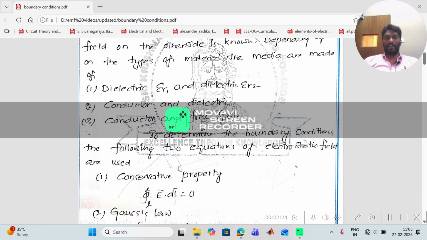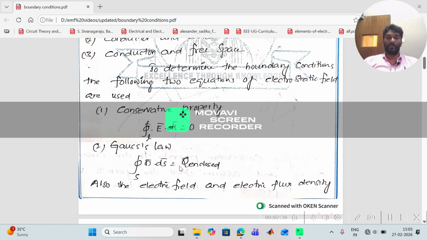To determine the boundary conditions, we make use of two equations of the electrostatic field. One is the conservative property, the other one is Gauss law. As per the conservative property, the closed line integral of E bar dot dl is equal to 0, and according to Gauss law, the surface integral of D bar dot ds is equal to Q enclosed. That is the integral form of Gauss law.